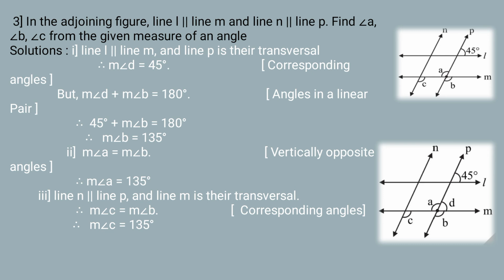Second, measure angle A is equal to measure angle B by vertically opposite angles. Therefore, measure angle A is equal to 135 degrees. Third, line N is parallel to line P and line M is their transversal. Therefore, measure angle C is equal to measure angle B by corresponding angles. Therefore, measure angle C is equal to 135 degrees.